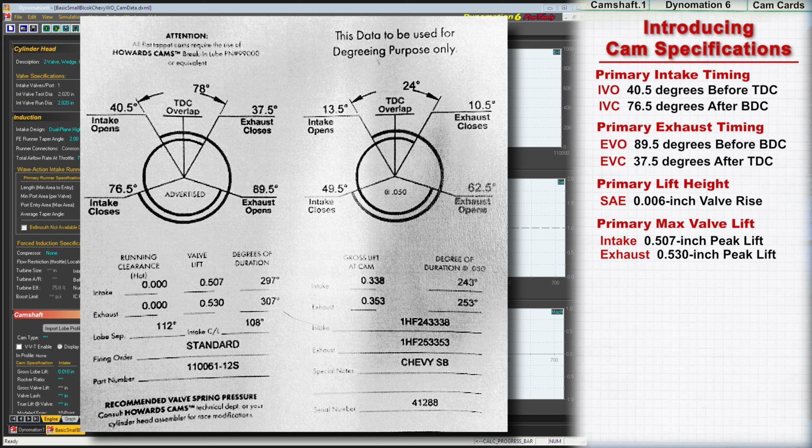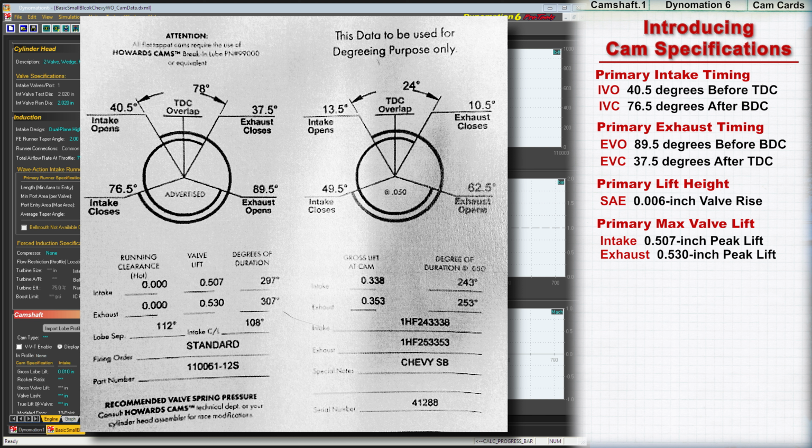Event timing for primary lift points are commonly called advertised timing, as shown here. Many years ago, cam manufacturers used the large duration values calculated from advertised timing to promote their cams as bigger and better than the competition. That may seem a little silly today, but that's how they tried to outdo each other in the 1950s.